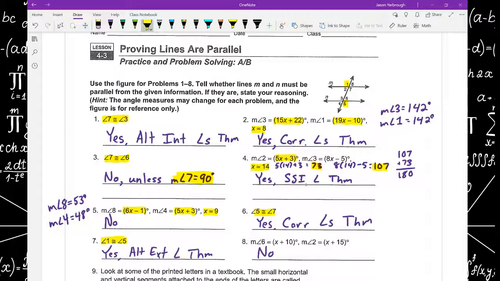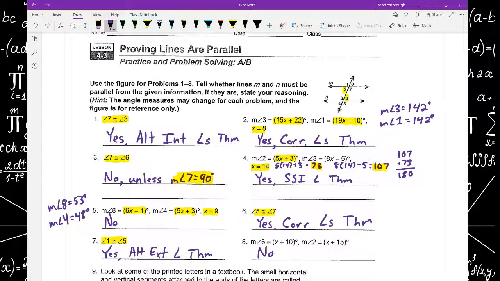And the last one on this page, we've got number 8, where it says the measure of angle 6 is x plus 10, and the measure of angle 2 is x plus 15. If we look at where those are located, they are alternate interior angles. For the lines to be parallel, those would have to be equal to each other. The problem with this one is they don't give us an exact value to plug in, but we can still compare to see if they would end up being equal to each other.